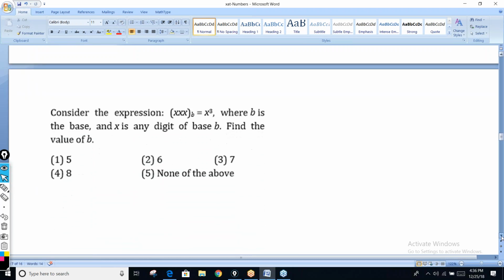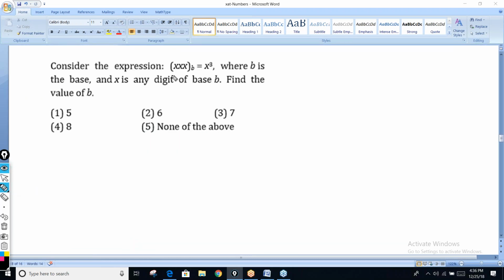Now this question is a base system question. Consider the expression xxx in base b, that is equal to x cube, where b is the base, x is any digit of base b, find the value of b. Now I'm sure you know the rule how to write it in base 10. How to convert any number from base b to base 10? We multiply the power of this base with that digit. So we write it x into b square plus x into b raised to power 1 plus x into b raised to power 0. That number is converted to base 10. That is given equal to x cube.